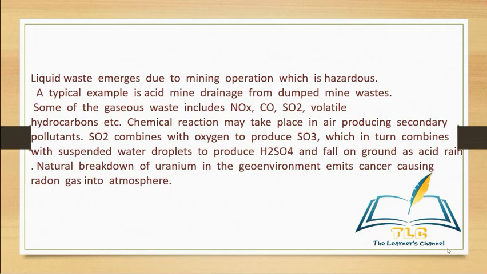Some of the gaseous wastes include nitrogen oxides, carbon monoxide, sulfur dioxide, volatile hydrocarbons, etc. Chemical reactions may take place in air producing secondary pollutants: sulfur dioxide combines with oxygen to produce sulfur trioxide, which in turn combines with suspended water droplets to produce sulfuric acid and falls on the ground as acid rain. Natural breakdown of uranium in the geo-environment emits cancer-causing radon gas into the atmosphere.